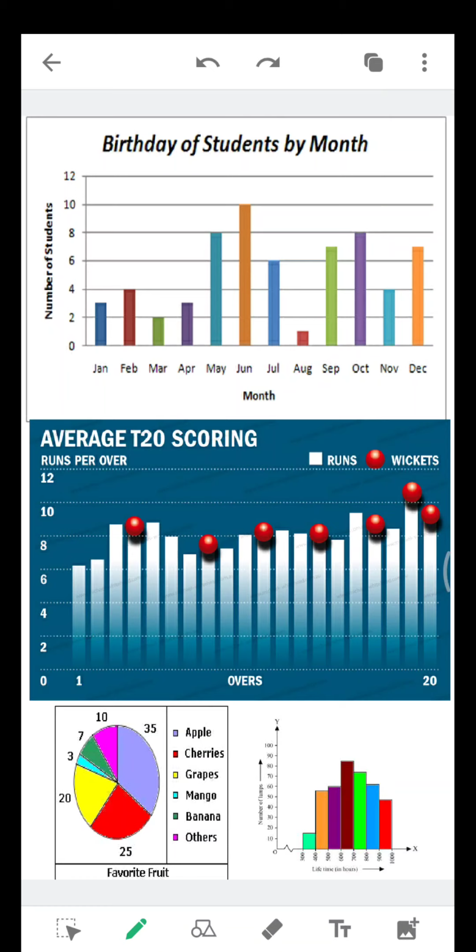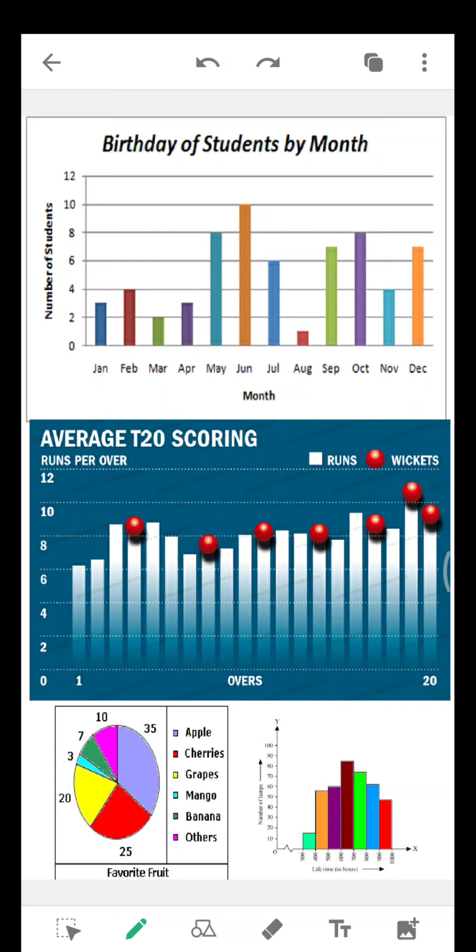The next one you can see, it's another example of representing data using graphs, where it shows the average score of T20 scoring. So in every sport and every game they use graphs to show the performance of the teams. The next one you can see here is a pie chart, and the next one is a histogram. So there are different ways which we can use to present the data in an interesting manner.